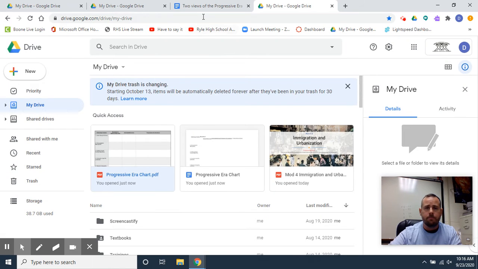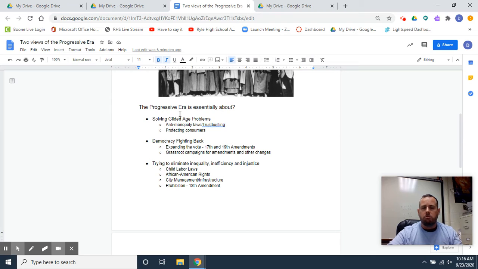But the progressive era is essentially about solving those Gilded Age problems. It's also about democracy fighting back.